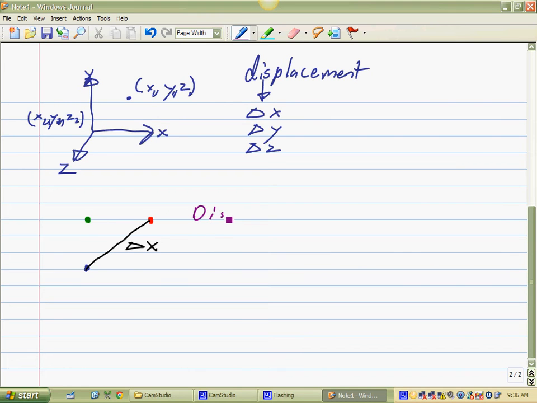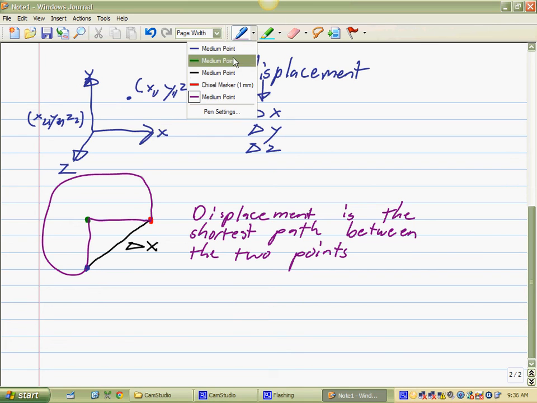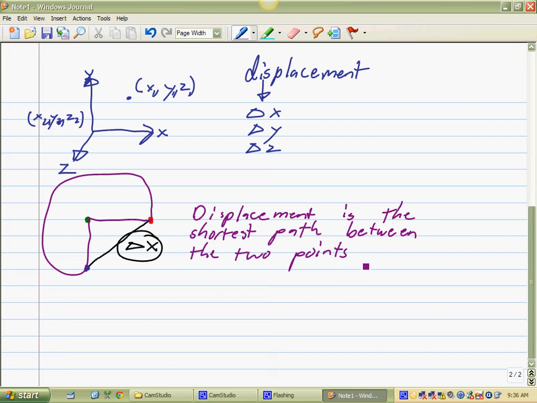So displacement is the shortest path between the 2 points. Doesn't matter how I get there. I can go up and over, or I could go on a big path all the way around. Doesn't matter, my displacement is still the same. Displacement is also a vector quantity.